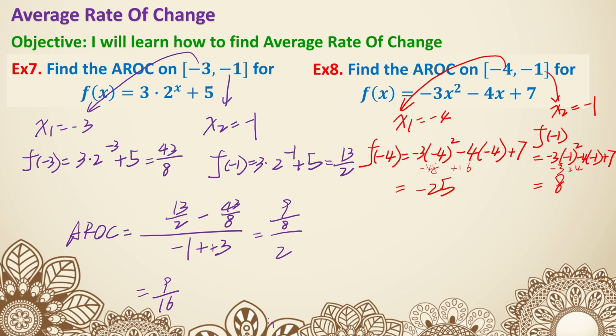So let's calculate them. AROC equals 8 minus a negative 25. On the bottom is a negative 1 minus a negative 4. So the top becomes a 33, the bottom becomes a positive 3, which means the AROC is 11. And that's example 8, and that is everything for this lesson.